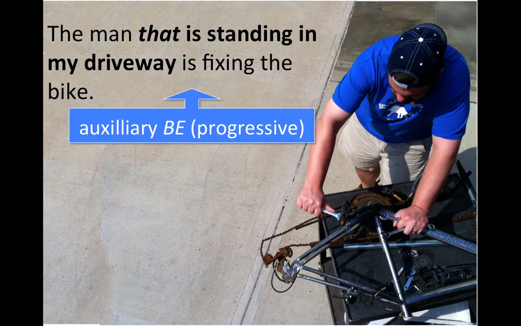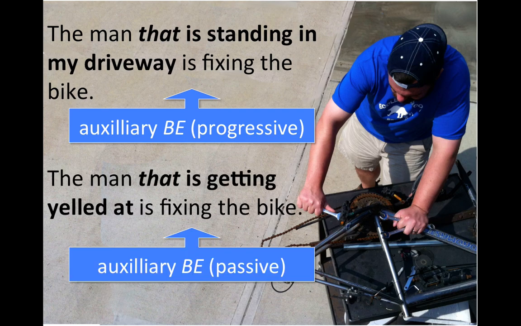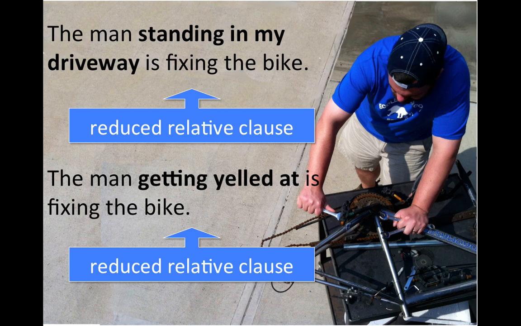Now, if you have an auxiliary be verb, for example, in the progressive, the man that is standing in my driveway is fixing the bike. Or if you have an auxiliary be verb with the passive, for example, the man that is getting yelled at is fixing the bike. In these cases with the auxiliary be, it's possible to reduce the relative clause. The way you do that is you eliminate the pronoun and the auxiliary be verb. And you get the man standing in my driveway is fixing the bike. Or the man getting yelled at is fixing the bike. If a man is fixing your bike, don't yell at him, but this is just an example.